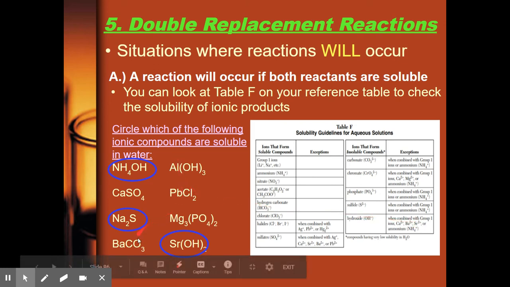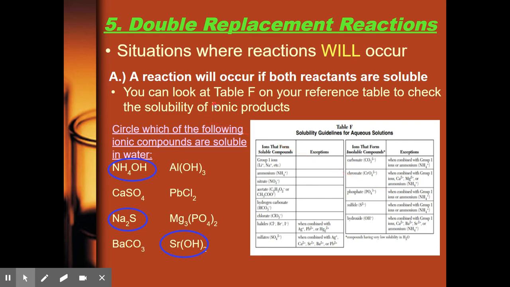So all of these other ones, barium carbonate is insoluble because it's carbonate. Aluminum hydroxide is insoluble because hydroxides are insoluble and aluminum's not listed as an exception. Lead chloride, chlorides are generally soluble, but lead is an exception, so it's insoluble. And then magnesium phosphate, phosphates are generally insoluble. Magnesium is not a listed exception because magnesium is a group 2 ion.